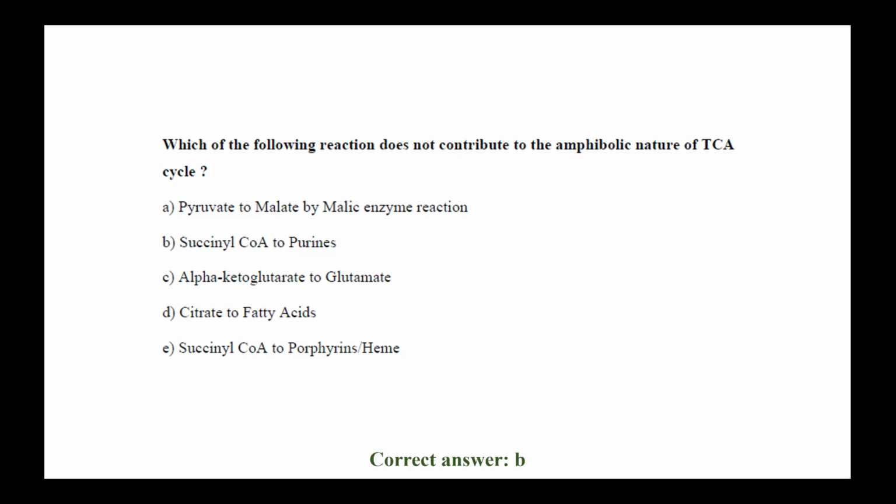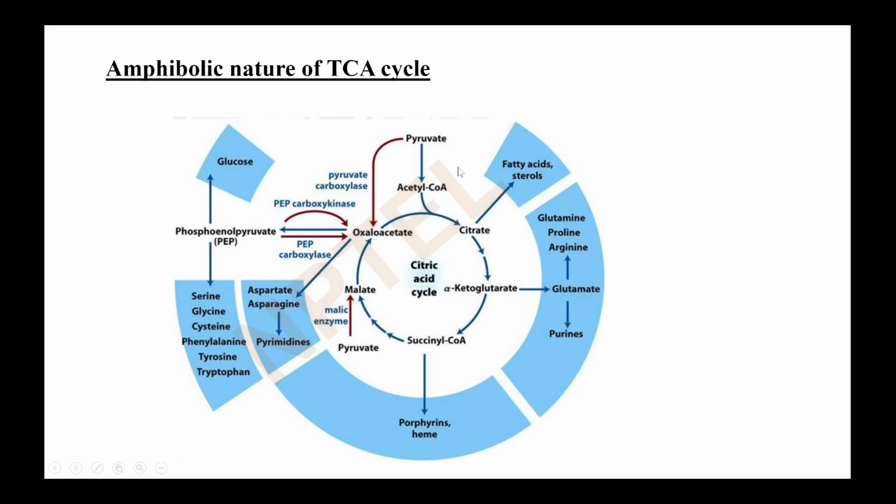Anabolic nature means synthesis. What all is synthesized in the TCA cycle? All the intermediates of the TCA cycle are actually precursors of different biomolecules. Here you can see the TCA cycle, where acetyl coenzyme A enters the pathway and gets converted into citrate. Then alpha ketoglutarate, succinyl coenzyme A, malate, and oxaloacetate are all intermediates of the citric acid cycle.